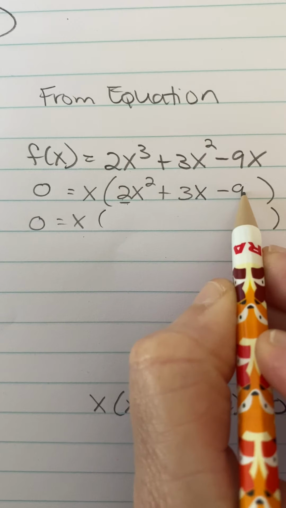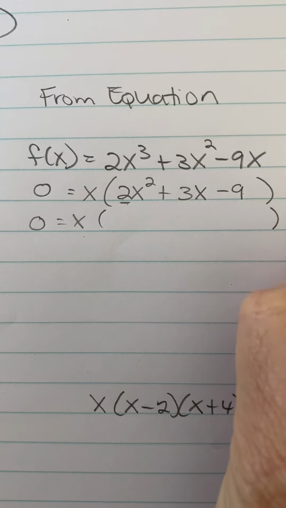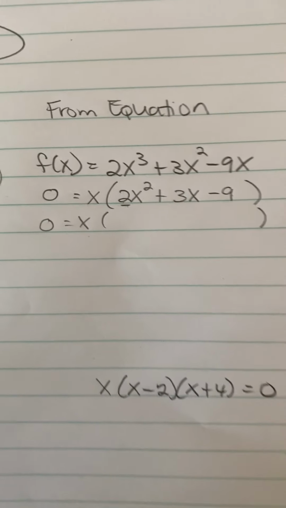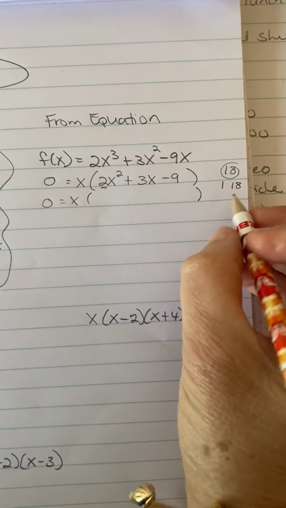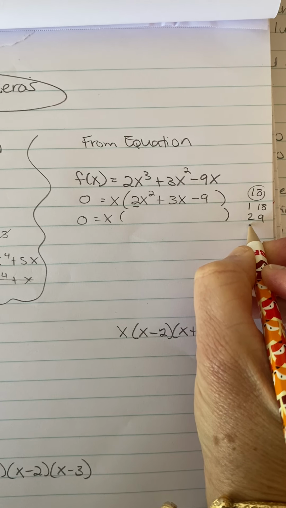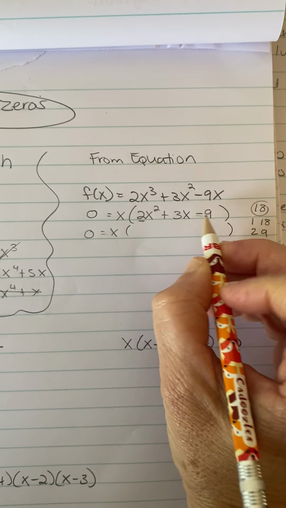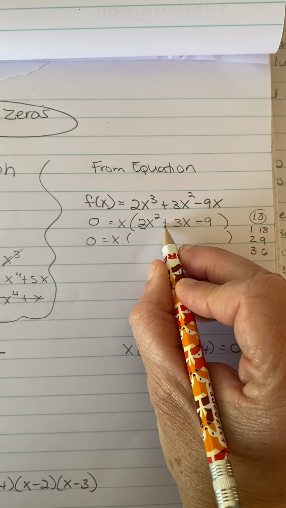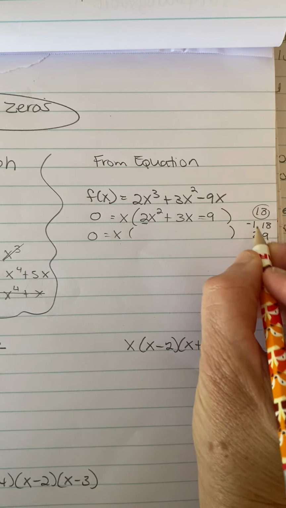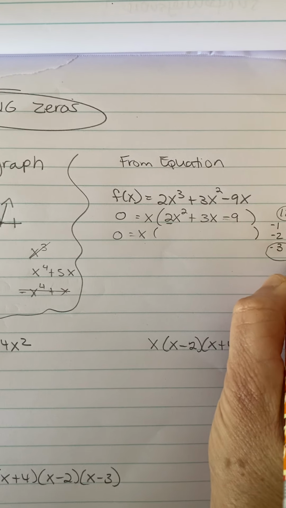So I do 2 times 9 is my 18, and I have to list the factors of 18: 1 and 18, 2 and 9, 3 and 6. This tells me the signs are different, and the larger one is positive. So which combination is gonna get me to 3? It's gonna be this one right here.